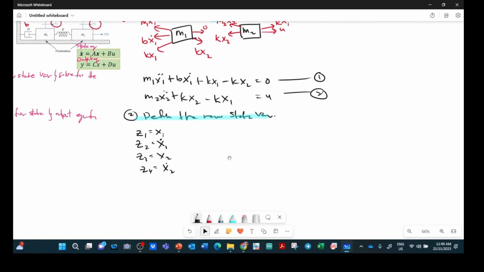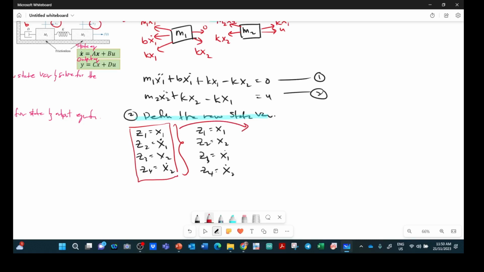Of course, sometimes how you define and how I define is different. What does that mean? Some people might define Z1 equal to X1 and Z2 equal to X2, and then Z3 equal to X1 dot, Z4 equal to X2 dot. So sometimes your answer and your friend's answer is not the same, due to the fact that how you define it, because state variable is up to us to define. So there will be multiple answers, but for the sake of this example, we stick to this one, how we define it.